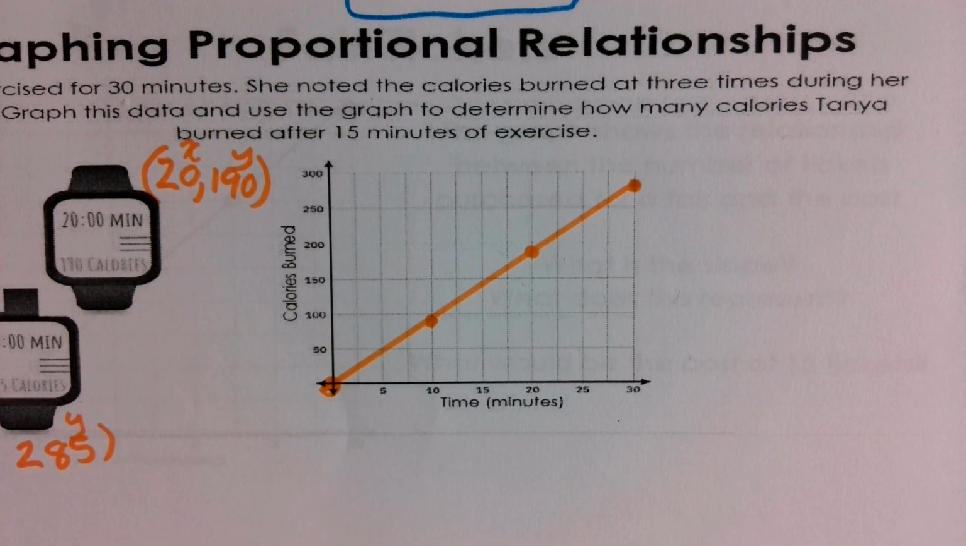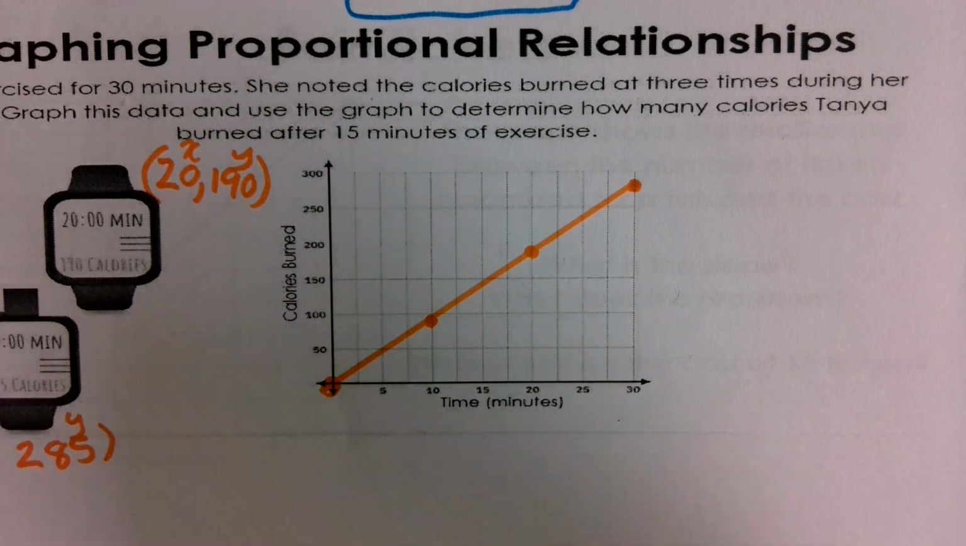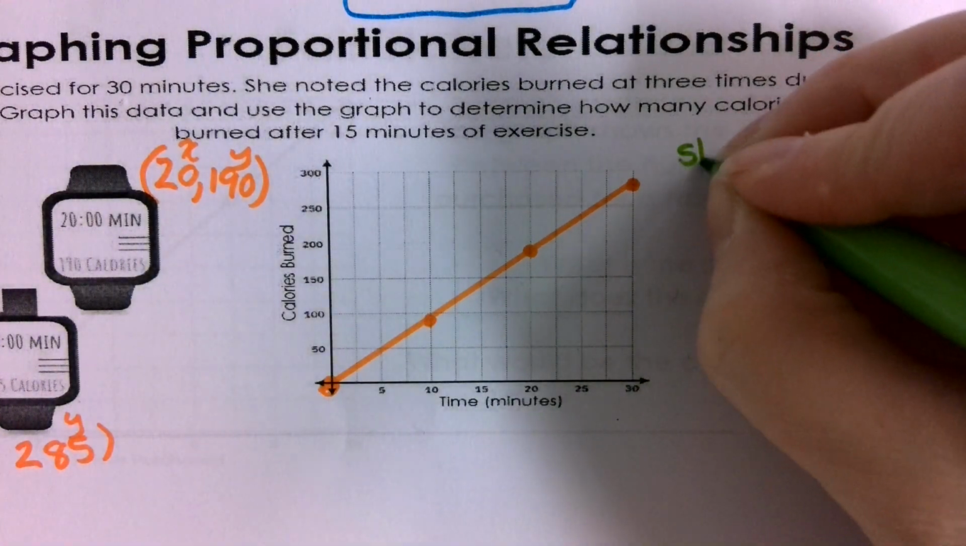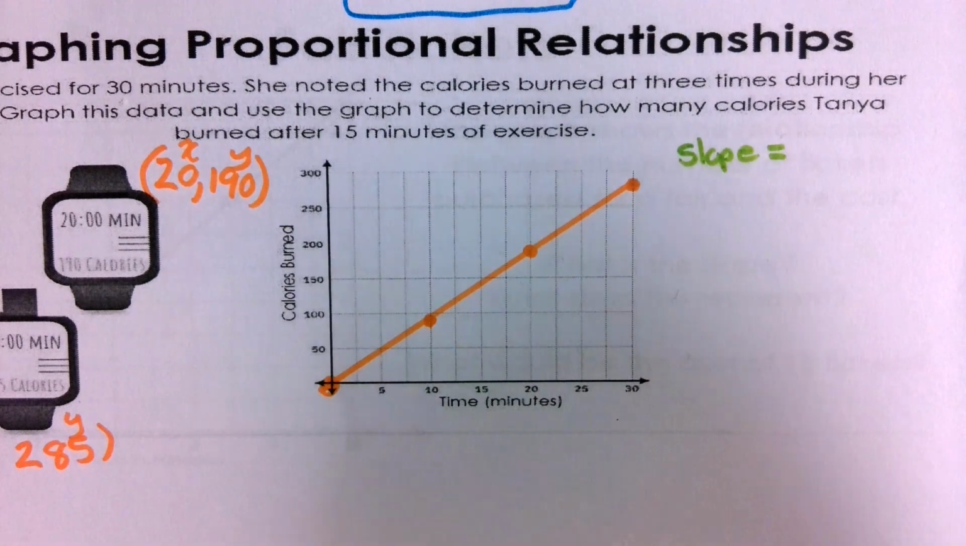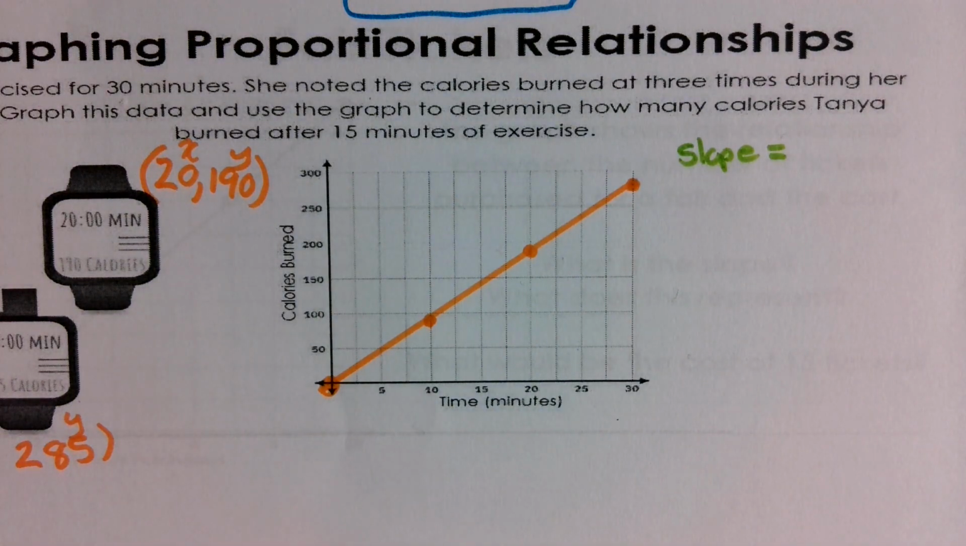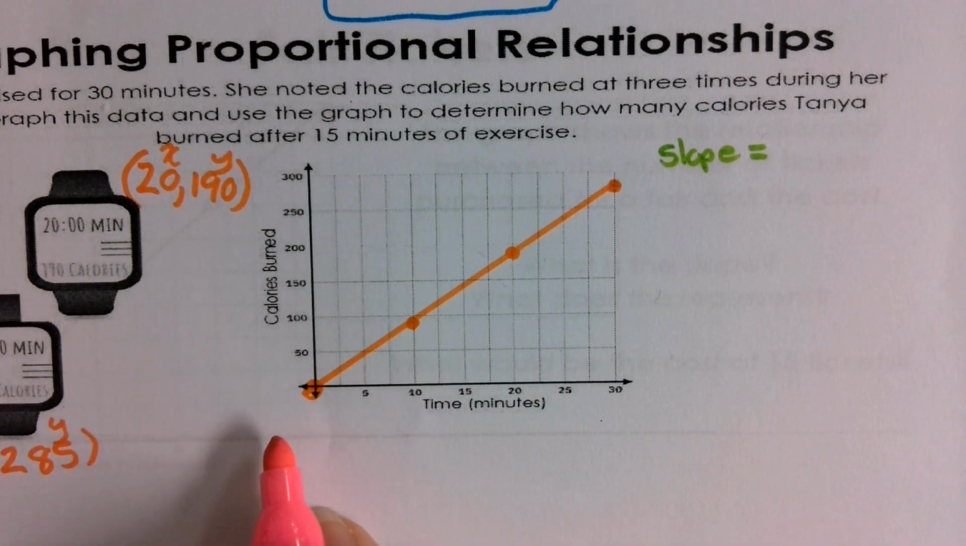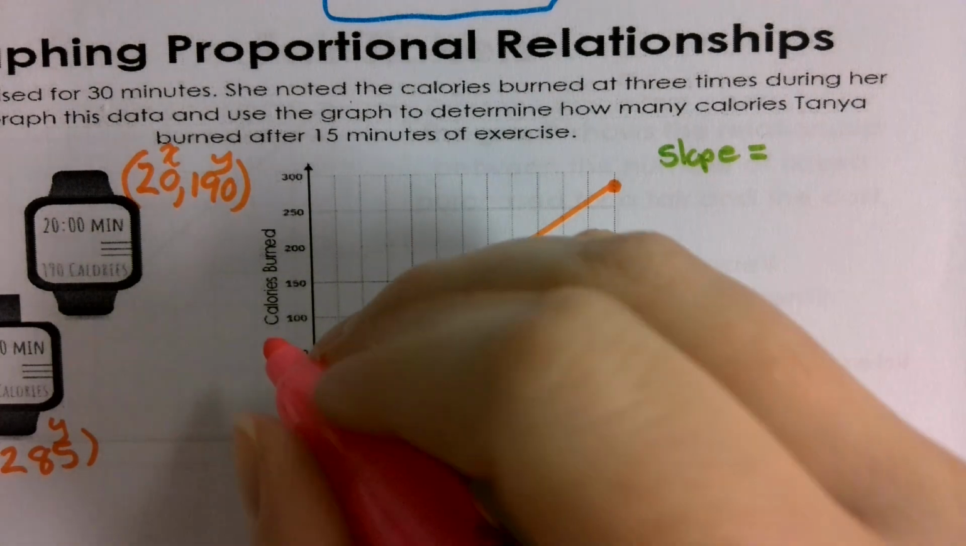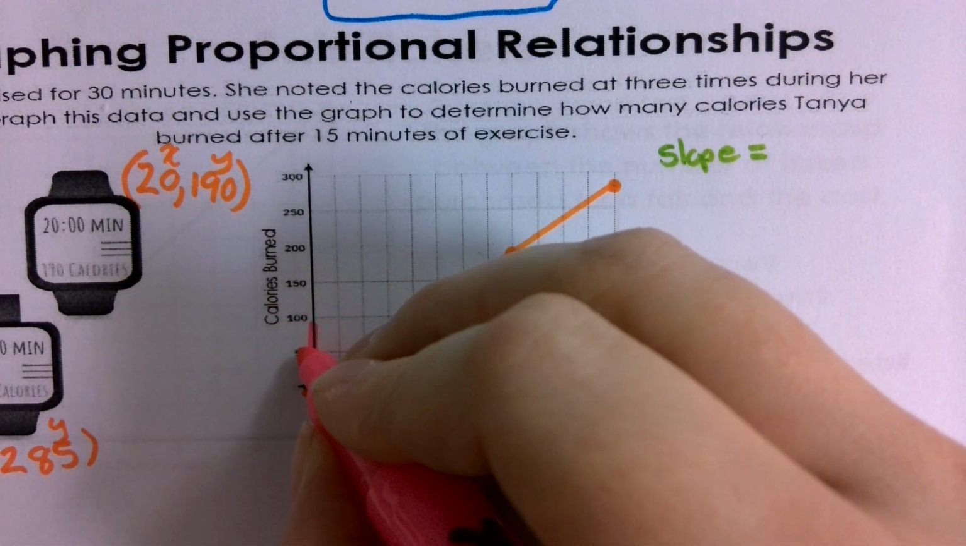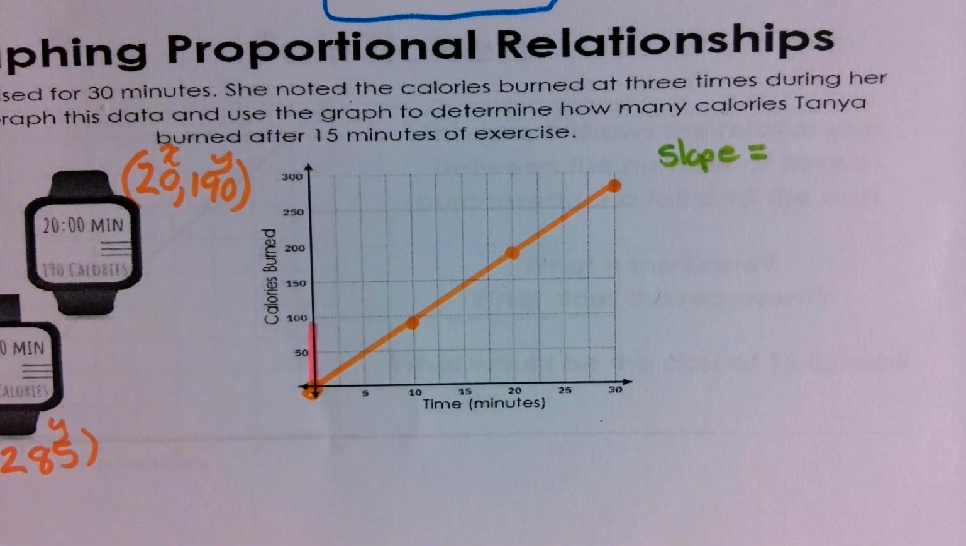Okay, and then from here we can go ahead and identify what our slope is. So we're going to find our rise over our run. Okay, so when I'm doing my rise over my run, I'm just going to start at my origin and go to my first point. Now remember, are we counting boxes or are we counting by the interval? By the intervals, not the boxes.